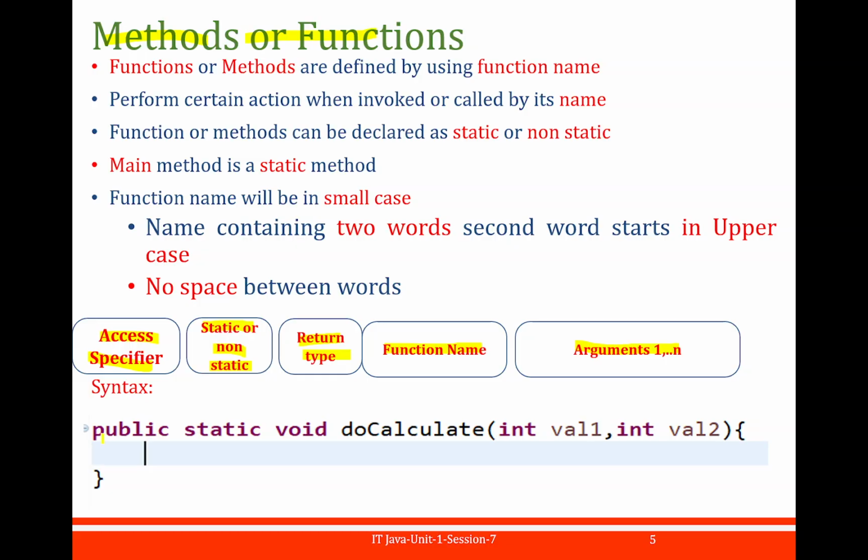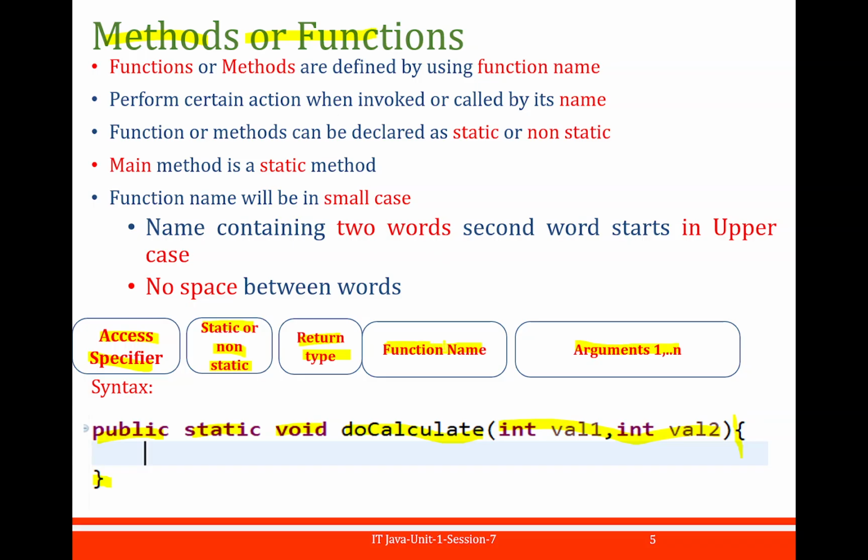So this is an example. Here public is an access specifier, static. We say this doCalculate method is static, which means we need not create an object if we want to call this method. Void denotes this method does not return any value. And here the method name is doCalculate. And these are the arguments that we use inside the brackets, value1 and value2 of integer type. And then we start defining the method by using the open brace, and here we close that method.